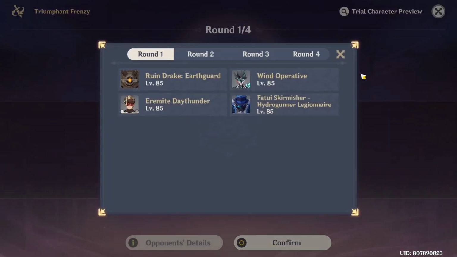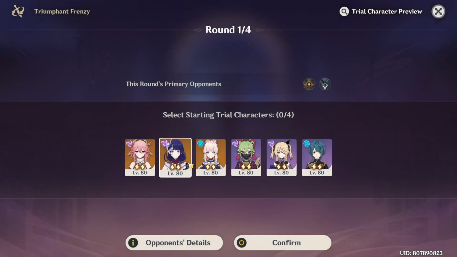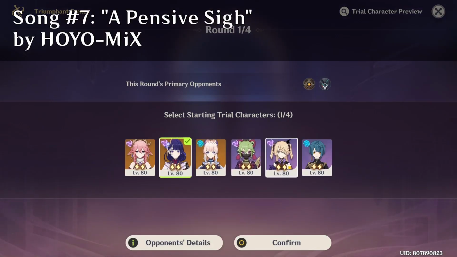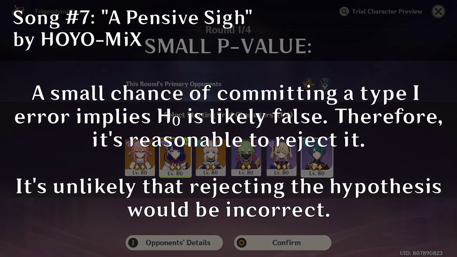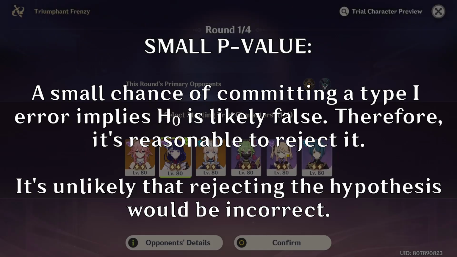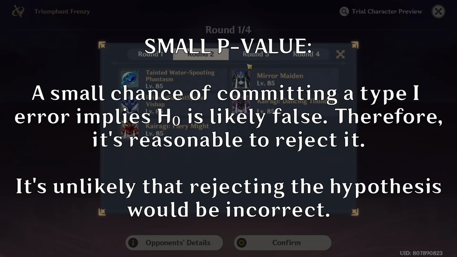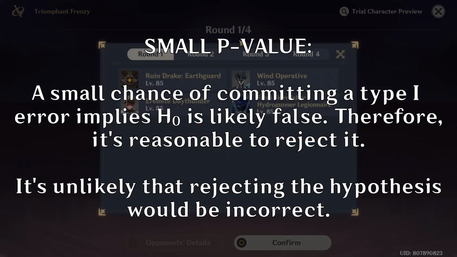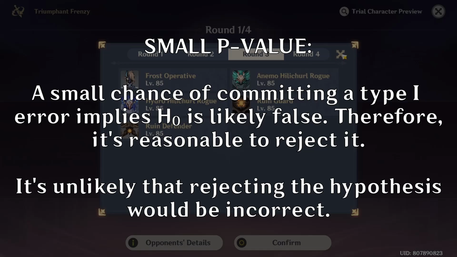The second one I think is better conceptually for understanding how we apply the p-value and use it to judge significance. If there's a small chance of committing a type 1 error, or incorrectly rejecting a true null hypothesis, it implies that H0 is likely to be false. Therefore, we reject the null hypothesis. If you concluded that you would not reject H0, you would be very likely incorrectly failing to reject it.